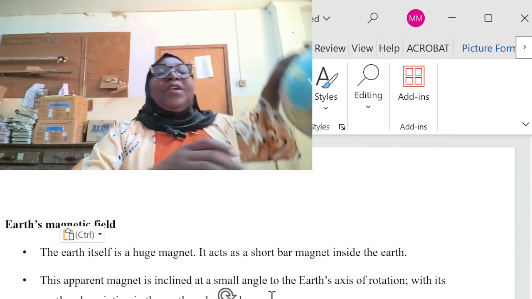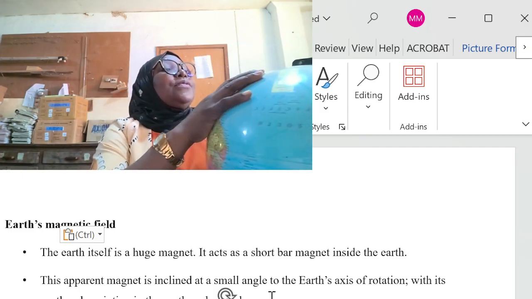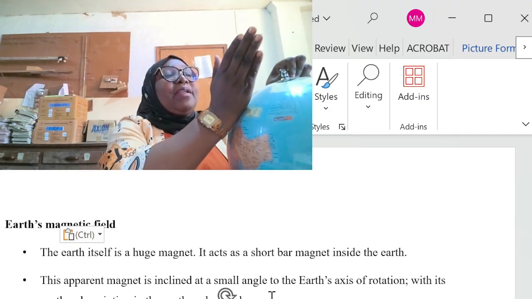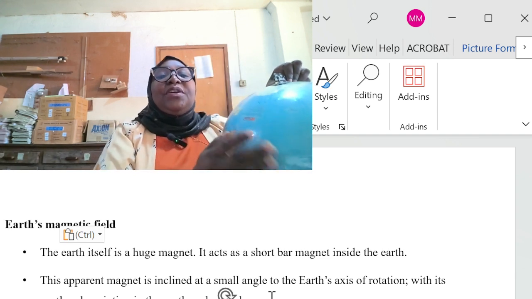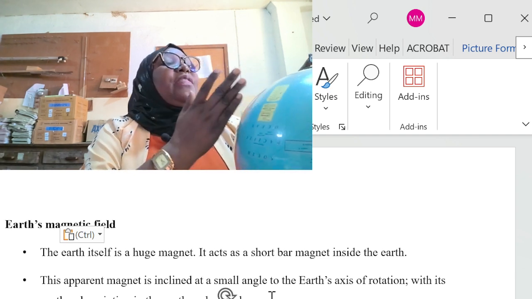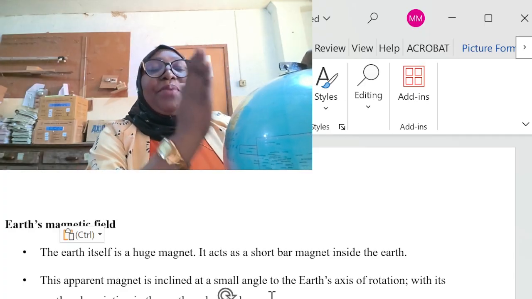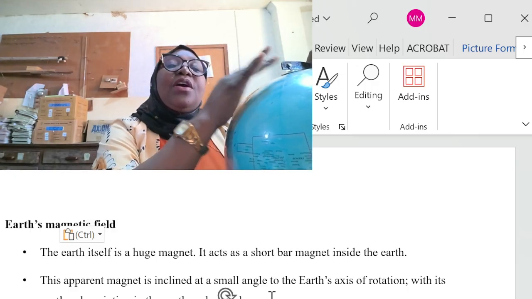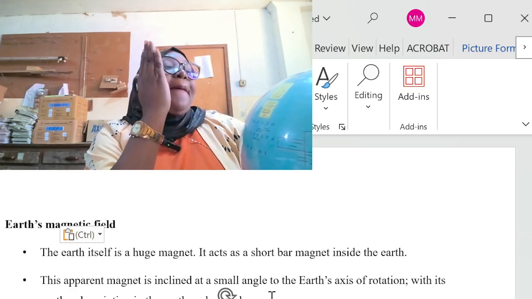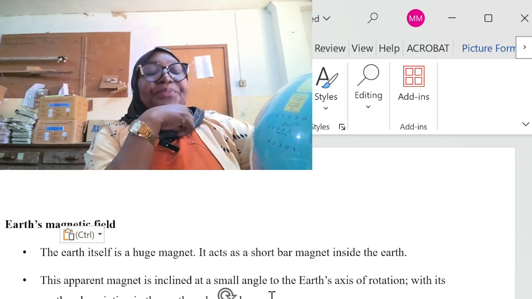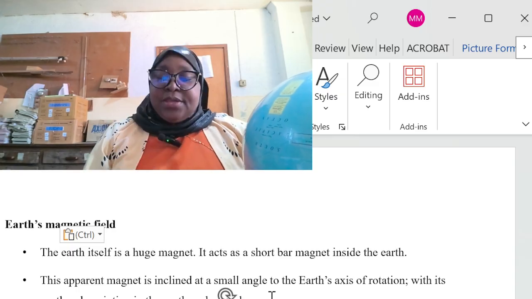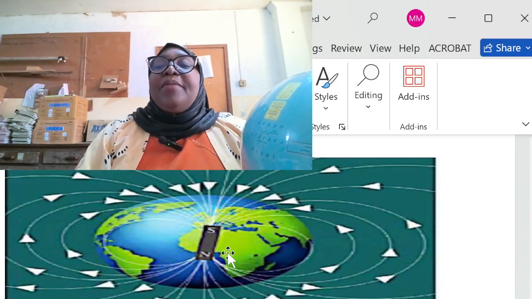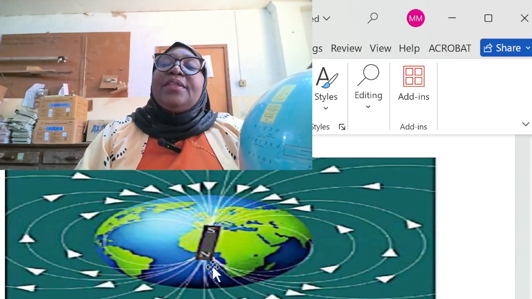Let me show you. This is the structure of the Earth, and this is the axis of rotation. So this apparent magnet is acting at a small angle to the axis of rotation, in such a way that the south pole of the magnet inside the Earth is pointing in the northern hemisphere, while the north pole of the magnet is pointing in the southern hemisphere. As it is shown in the diagram, you see the bar magnet is shown with the south pole and the north pole.